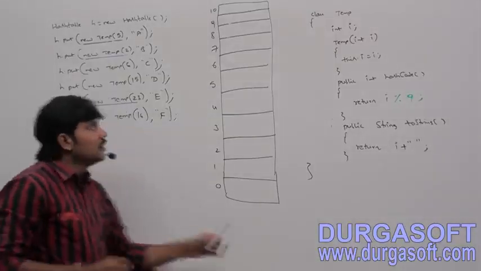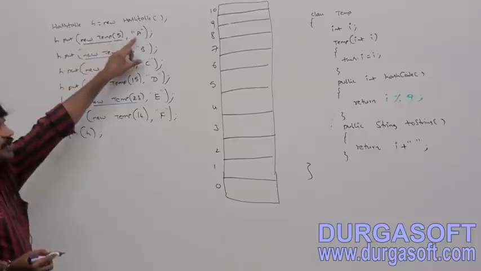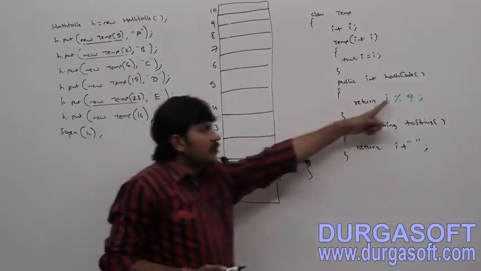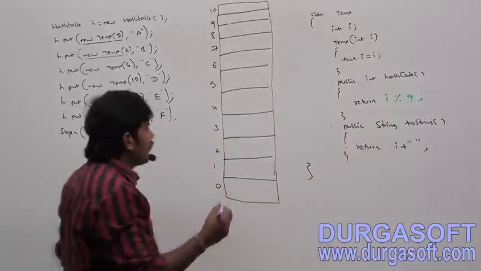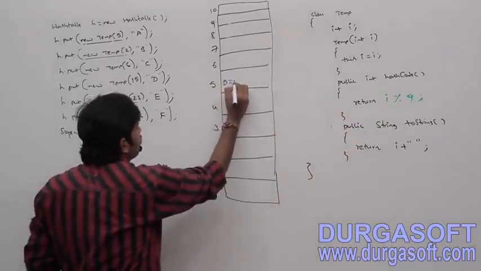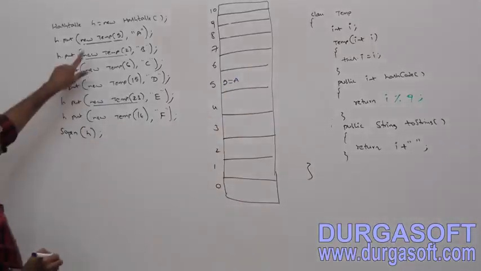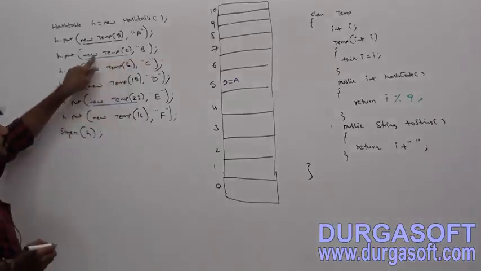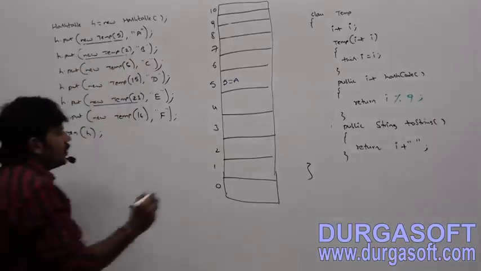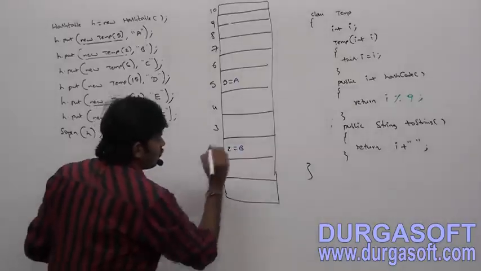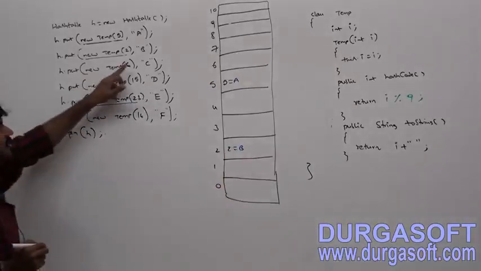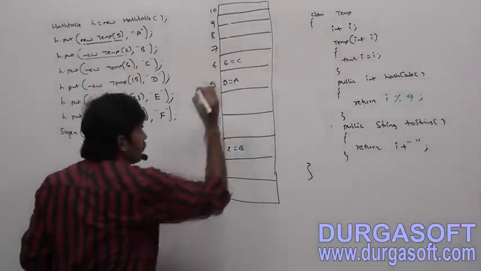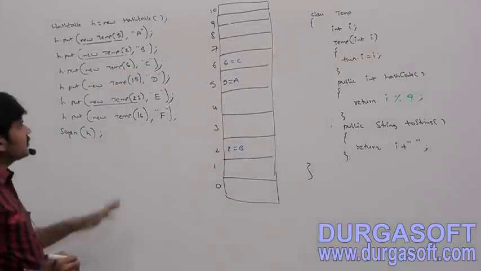Observe these words well. Sir, new Temp of 5 comma A. Sir, what is the hash code of the key? 5%9 is nothing but 5 only. In the fifth bucket, 5 is equal to A got placed. Next, new Temp of 2 comma B. Can you tell where it will be placed? Okay. In the second bucket, 2 is equal to B. Sir, new Temp of 6 comma C. In the sixth bucket, 6 is equal to C, because 6%9 is nothing but 6 only.